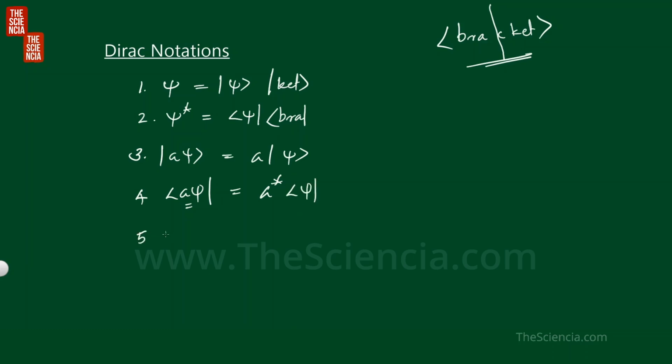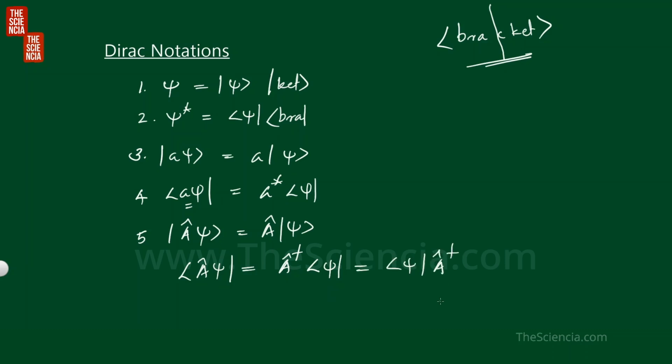Fifth one, ket a psi, where a is an operator, will be equal to a operator ket psi. And bra a operator psi is equal to a dagger, that is the conjugate transpose of a operator, bra psi. And this will be represented as bra psi a dagger.